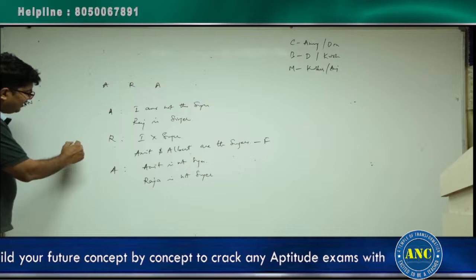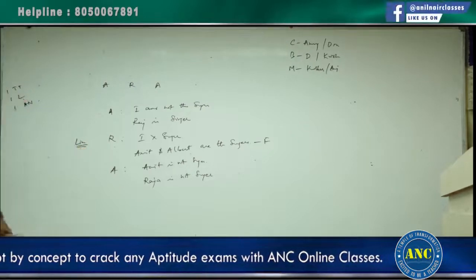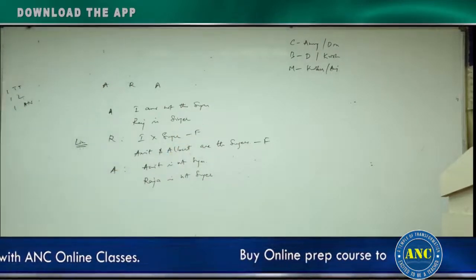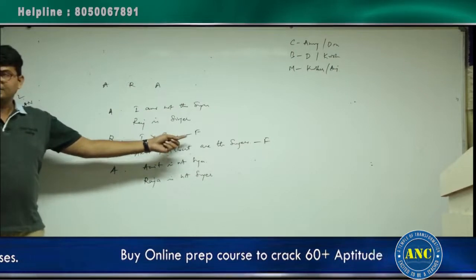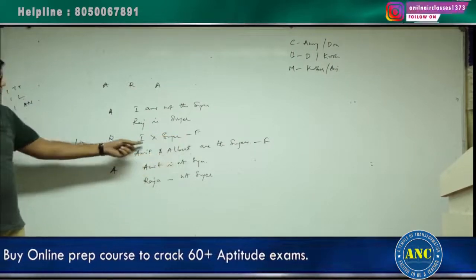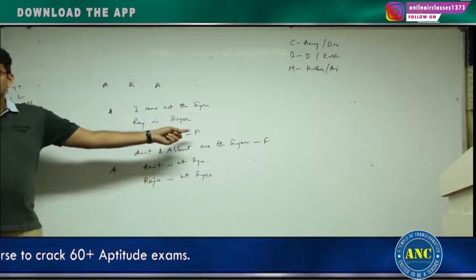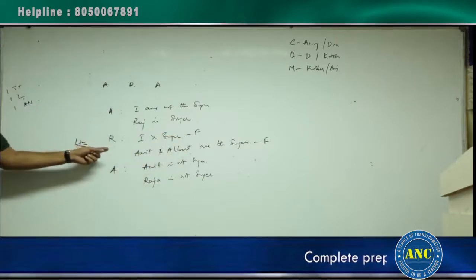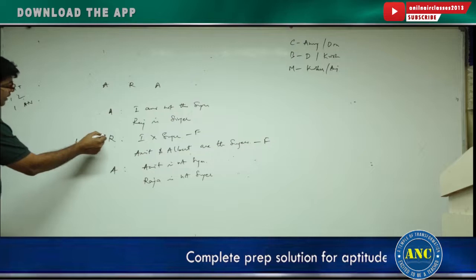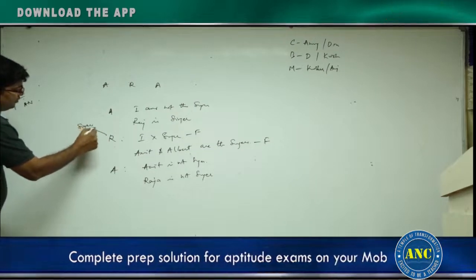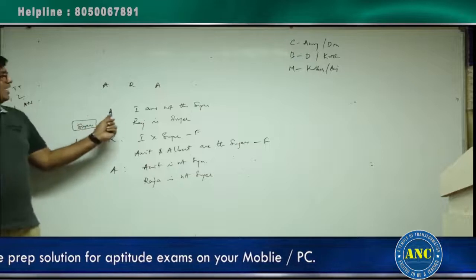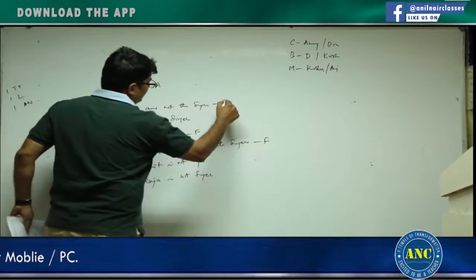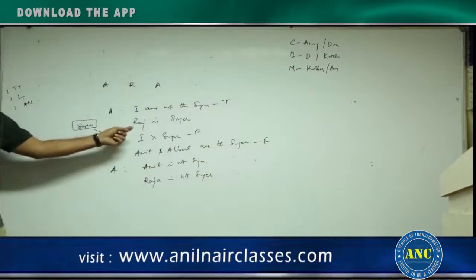Let's assume he is a liar. If he is a liar, then I'm not a singer is a false statement. So what does that mean? He is the singer. So Raja will be the singer now, yes or no? Now Amit saying I am not the singer will be a true statement. Raja is a singer is also a true statement.